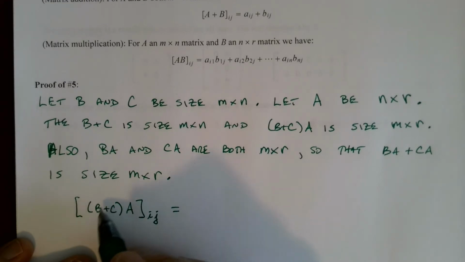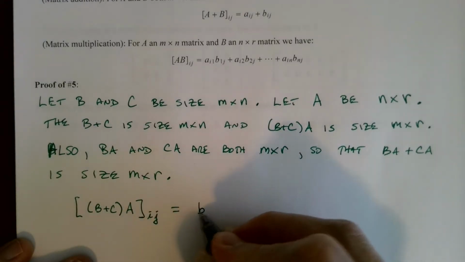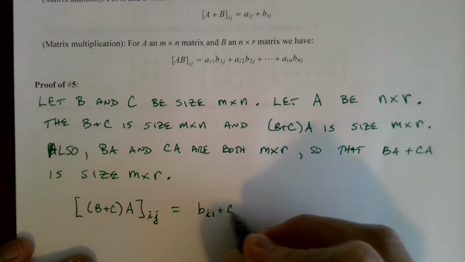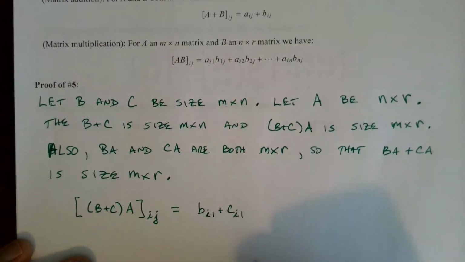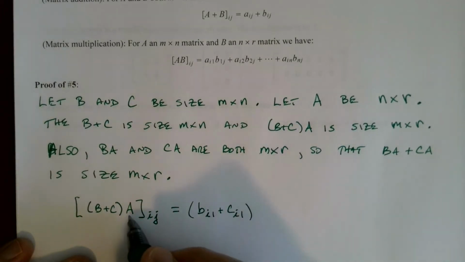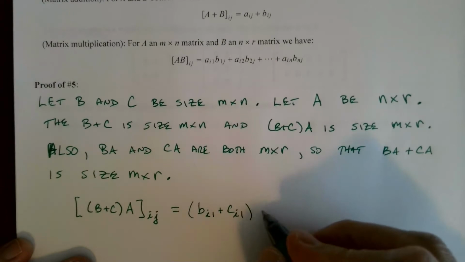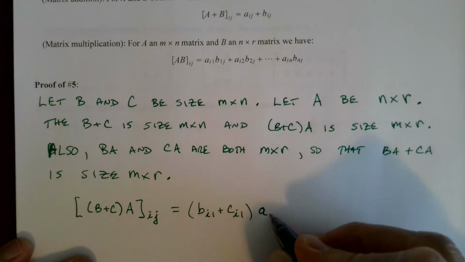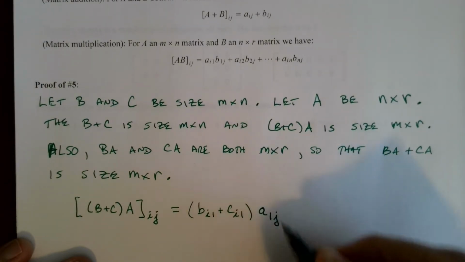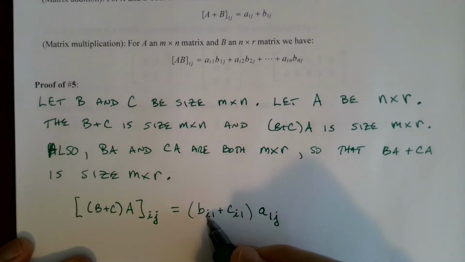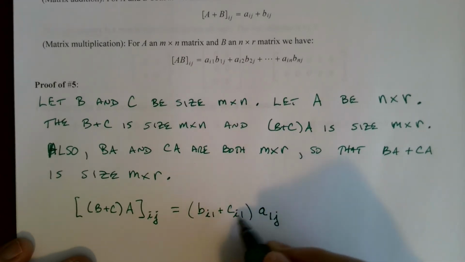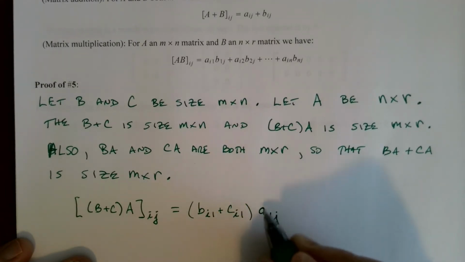So the first entry in the ith row of B plus C would be what? BI1 plus CI1, right? Because B plus C, we add corresponding entries. And then the first entry in the jth column of A would be A row 1 column J. Remember, it's row, column. So row I column 1, or the ith row of B's first entry, and same with the ith row first entry of C, and then the first entry in the jth column of A.